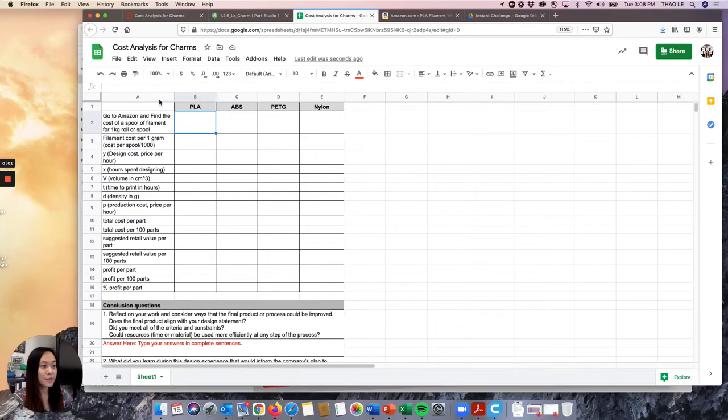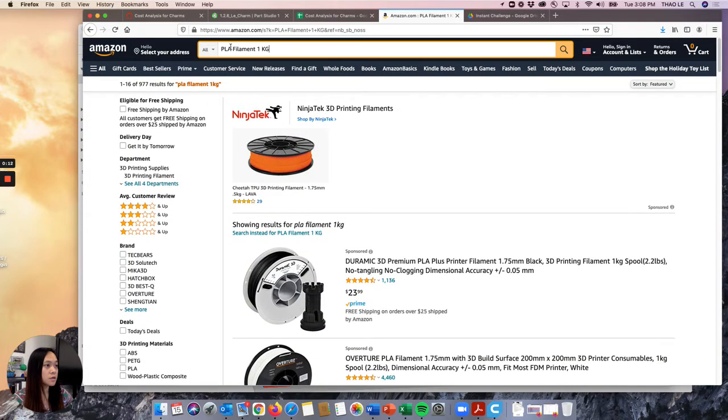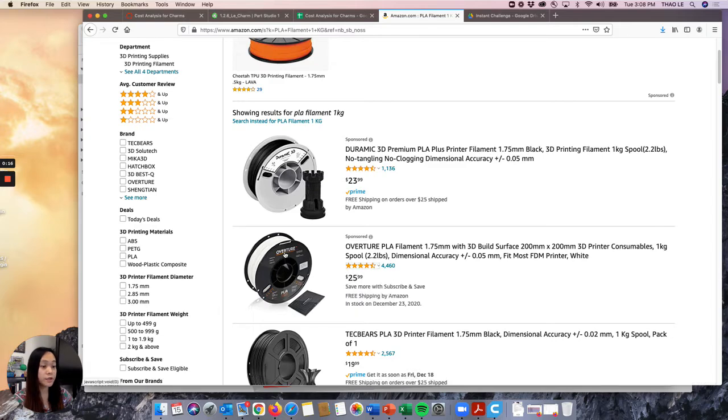All right, so I'm going to show you how to fill out this cost analysis for your charms in 4 different materials. So you can do it for PLA, ABS, PETG, and nylon. So the first thing we want to do is go to Amazon, and you want to search for the PLA filament 1 kilogram. And the brand that we usually use is the Overture, and that's $25.99.